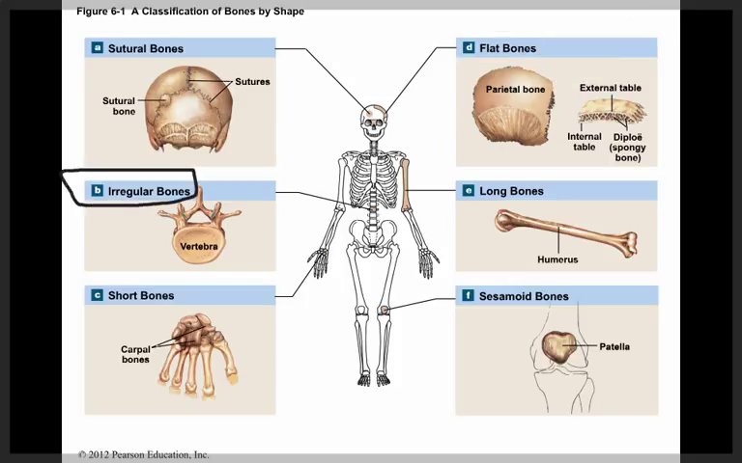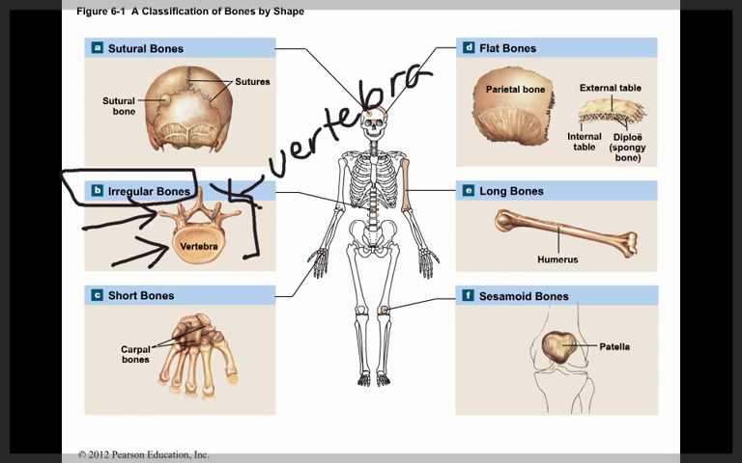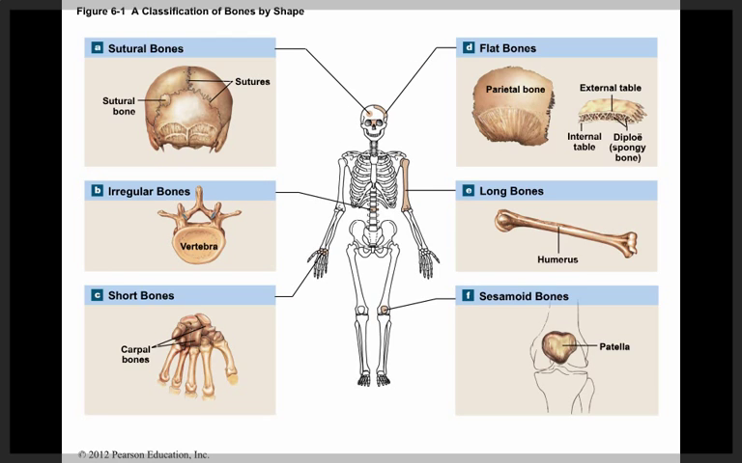Next we have irregular bones. These have complex shapes. Here we see a vertebra. We can see how complex the shape is. This end of the bone looks very different from the other end of the bone.